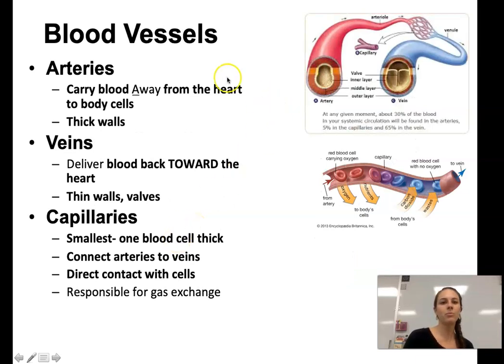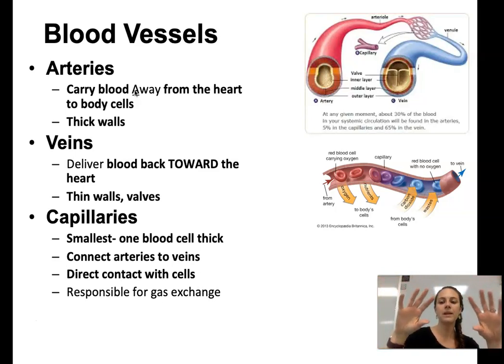So a little bit about the blood vessels. You've probably heard of arteries, you've probably heard of veins, maybe you've also heard of capillaries, but you might not know what the difference is. An easy way to remember, arteries that start with an A carry blood away from the heart. So the heart pumps the blood that comes out of the heart to its destination, travels through an artery.